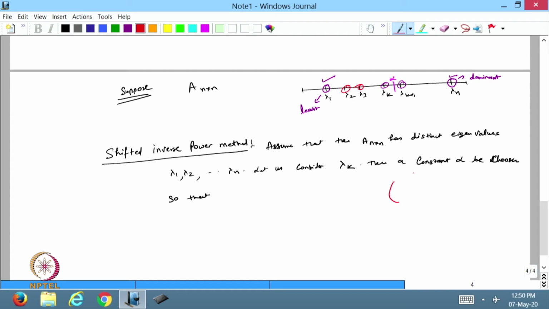let us assume this is my lambda 1, this is my lambda 2, and up to here lambda n. Suppose I am taking the axes now, x axis and y axis. This quantity is the largest one, dominant, and this is the minimum. Now, alpha is chosen close enough to lambda k, which we want to find.